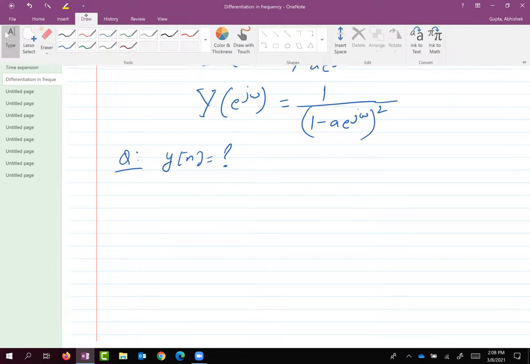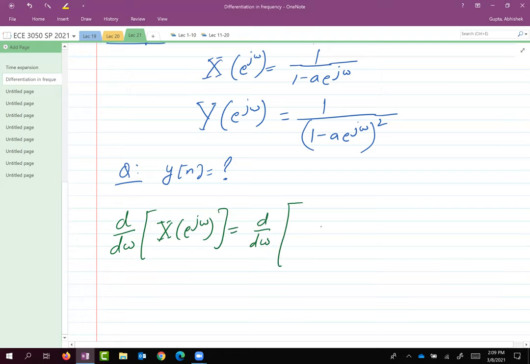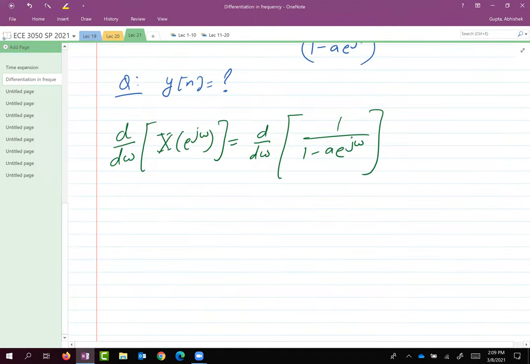Let's do that. What I'm going to claim is, if I take the derivative of capital X with respect to omega, I'm going to get something that looks like Y. It won't exactly be equal to Y, but it looks like Y. So let's do it. X is one over one minus a e^{-jω}. Now, who wants to help me compute this derivative?